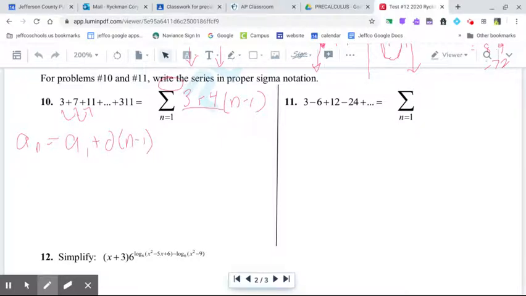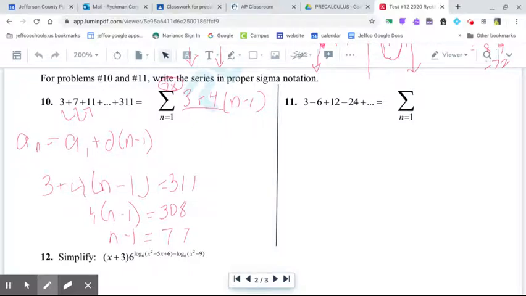It seems to work. Now the only question then is, what's the n that makes that last term? 3 plus 4 times what n would make 311. So if you subtract the 3, divide by the 4, let's see, what do you got there? 77, and add 1, then that means the last n must have been 78. That's how you do that, right?